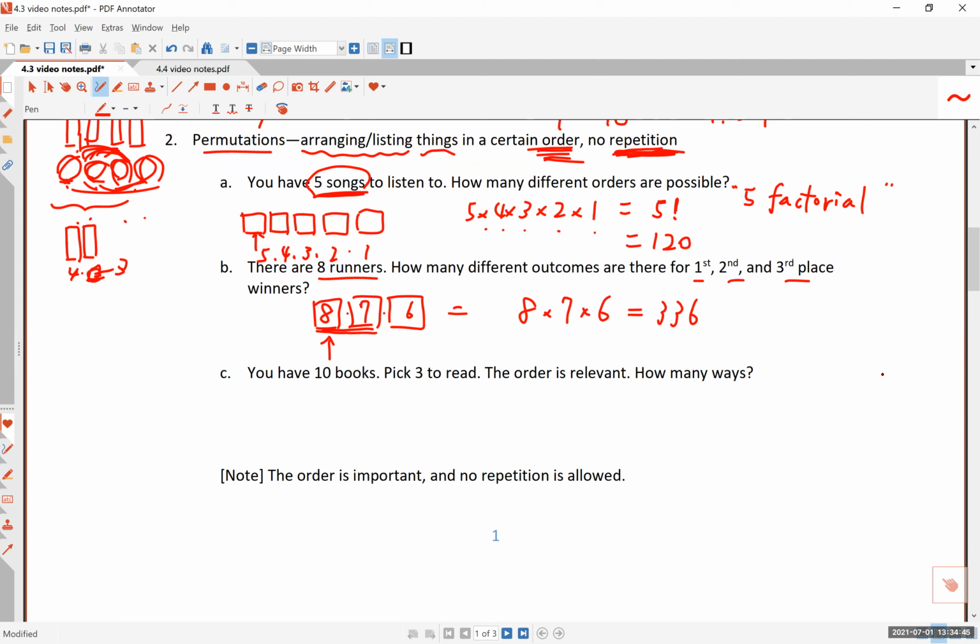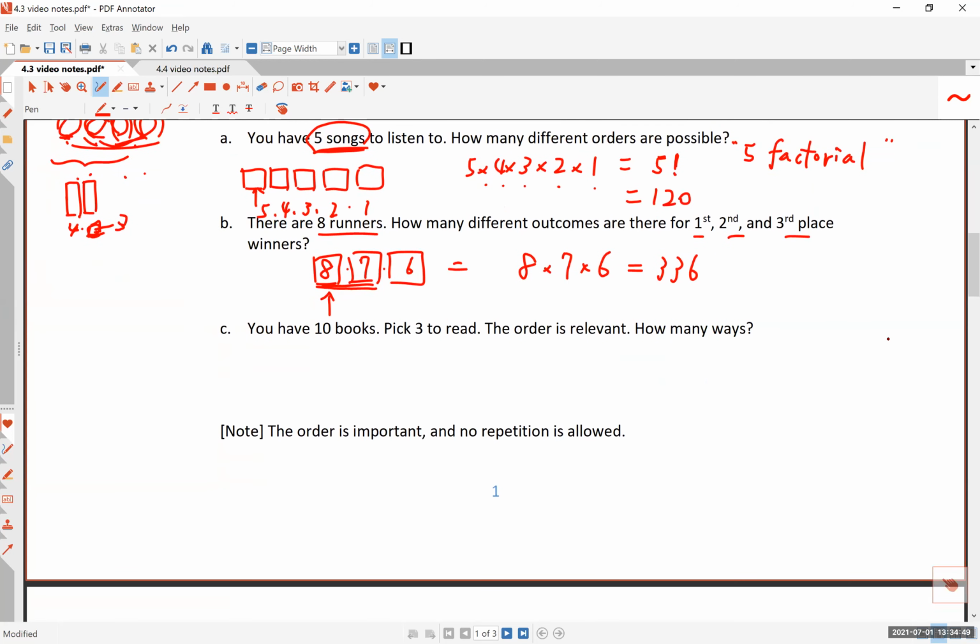All right, in a similar way, part C is very similar to part B. This time you have 10 books. You're going to pick 3, and you want to make a reading list, but reading the books in the order ABC is different from BCA, for instance. So we assume that the order does make a difference because we are talking about the arrangement of things. That's the characteristic of permutations problems.